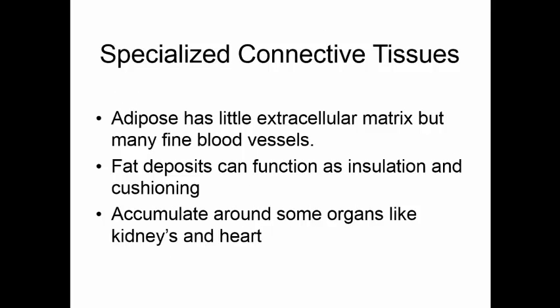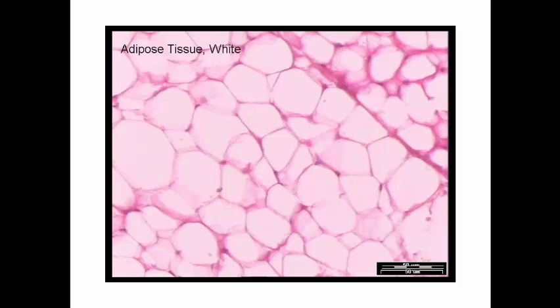Adipose tissue has very little extracellular matrix, but has a lot of blood vessels going to it, which allows it to dump energy into the body when needed, or take up that energy and store it inside the fat when needed. A lot of it accumulates around organs like your kidneys and your heart, which is not necessarily a good thing. And here's a picture of adipose tissue.